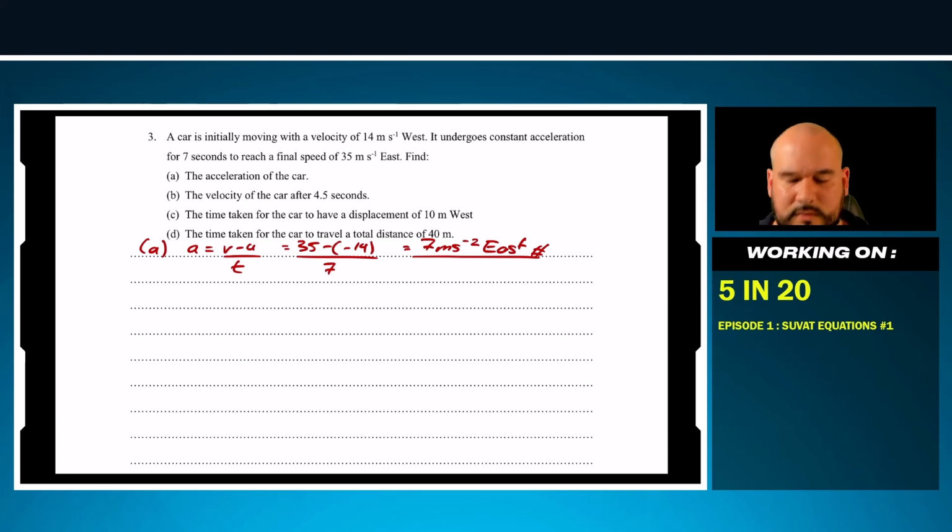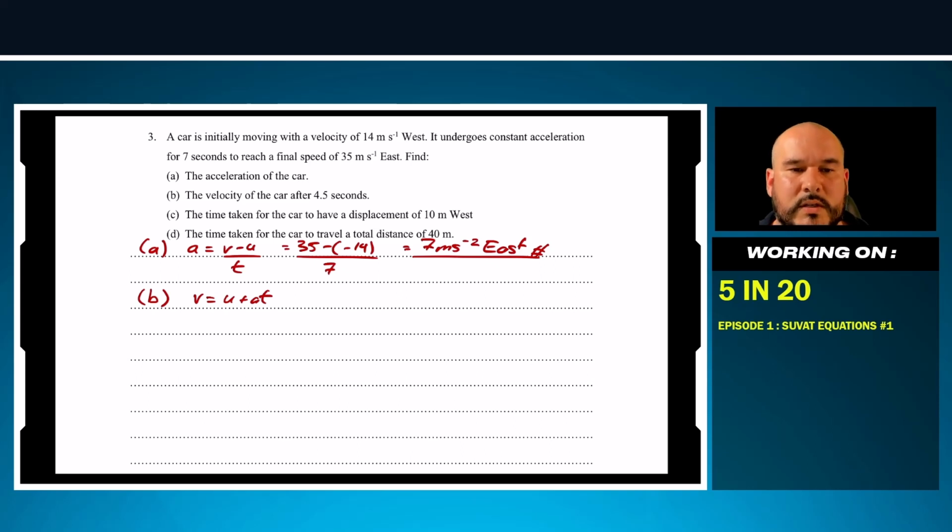Velocity of the car after 4.5 seconds. So again, consider what you have. You don't have v, you have u, you have the acceleration, which you just figured out from part A, and now you have t. So it's the same equation again. It's just that we're going to rearrange and make v the subject. That's the thing that we need to solve for.